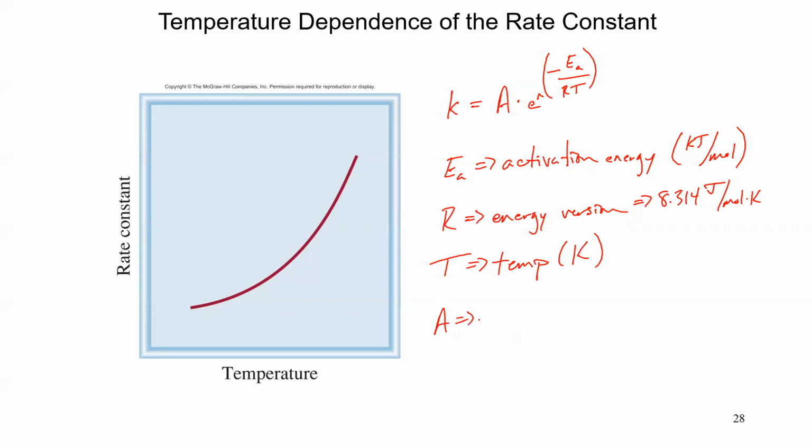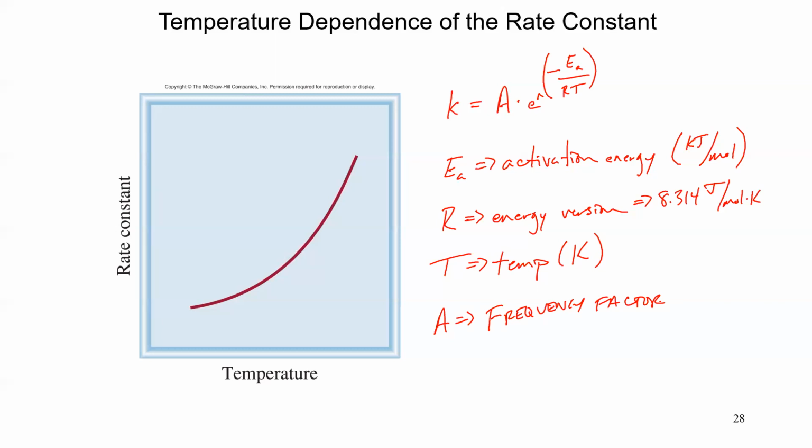A, this is a new term for us. This is called a frequency factor. And this has to do with how frequently the A and B molecules are hitting one another. How often do they hit? Not just hit though, how often do they hit in an orientation that will cause them to react?